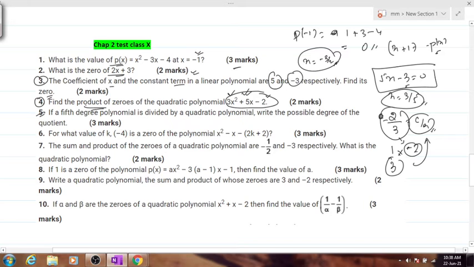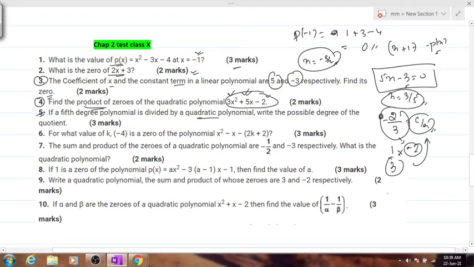Now, question number fifth one: if a fifth degree polynomial is divided by a quadratic polynomial, write the possible degree of the quotient. Be very careful. It's the possible degree of the quotient they are asking you. Now say.